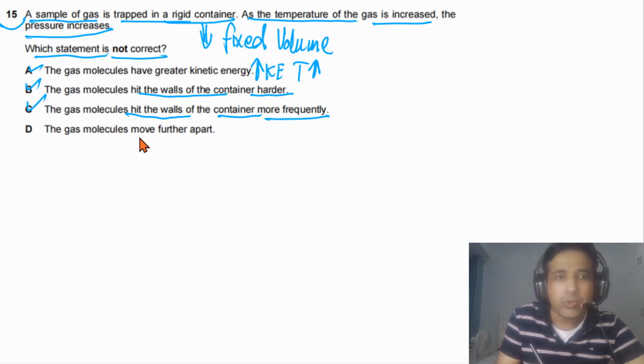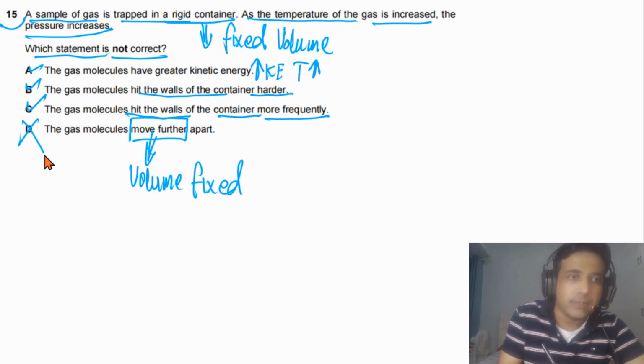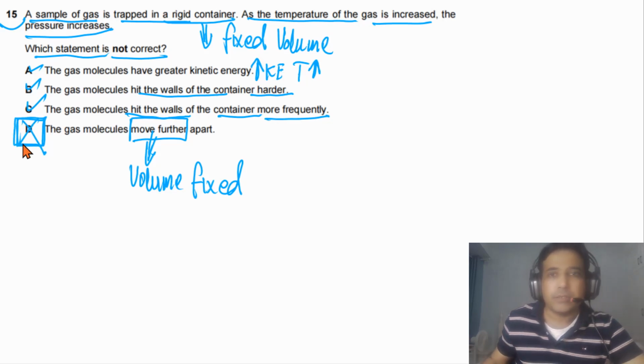The gas molecules move further apart. No, because volume is fixed, so they will not move further apart. Volume is fixed, it means that this one is incorrect. So the answer for this question is D, because we need to find out which one is incorrect.